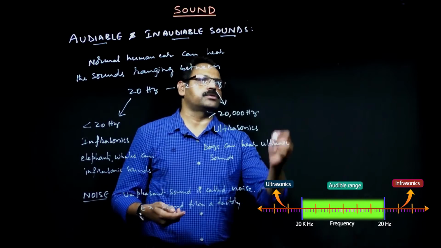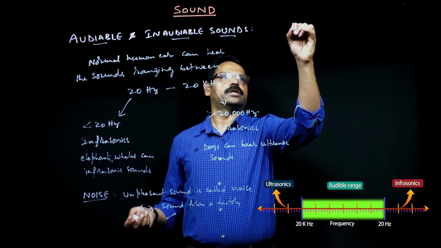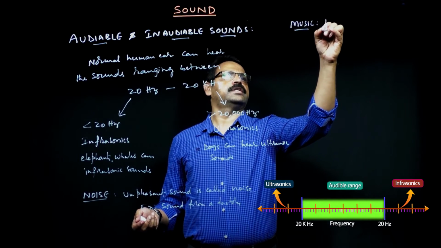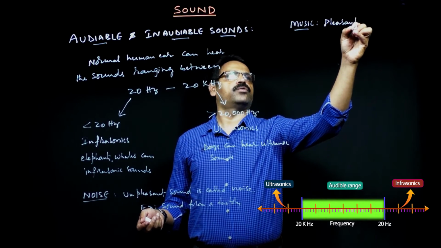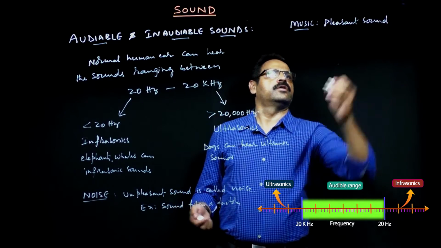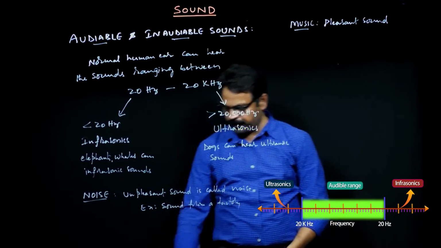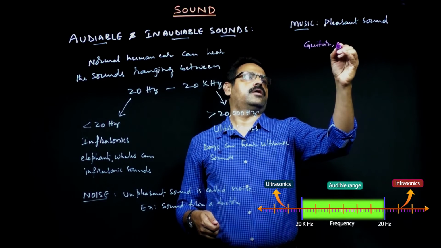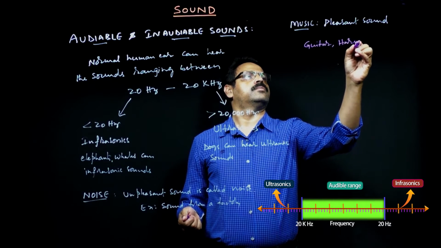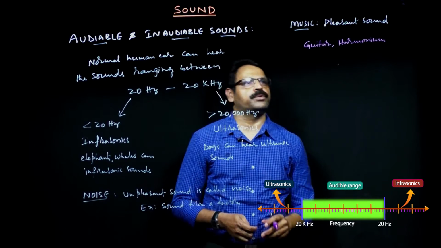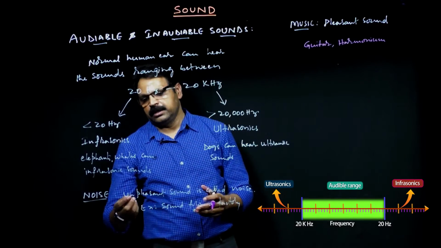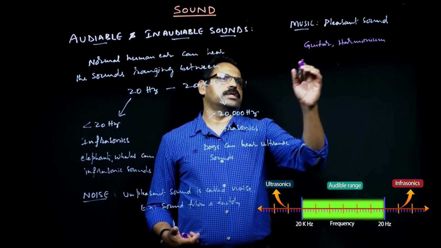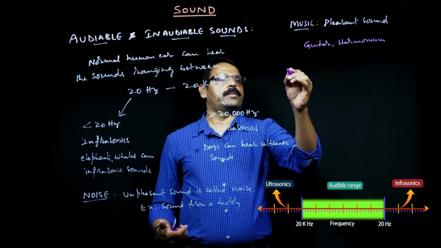Then the opposite of noise, I can call it music. Music is a pleasant sound. Pleasant sound means, as an example, you can think of a guitar or harmonium. Whatever sounds are produced from these instruments are pleasant. We call them music. Unpleasant sounds are noise.